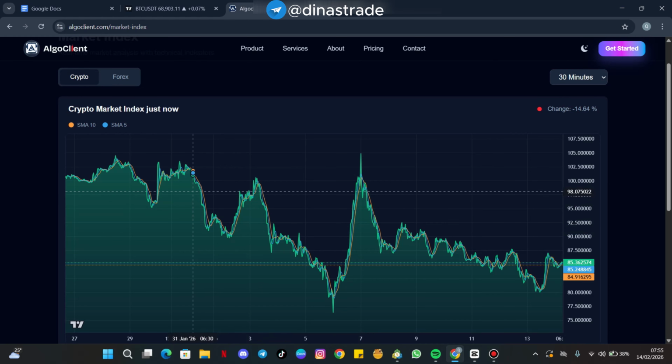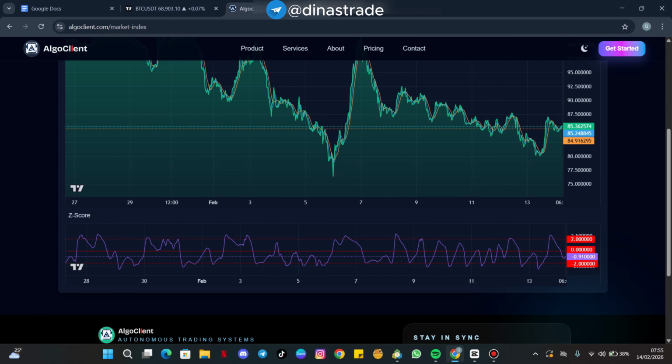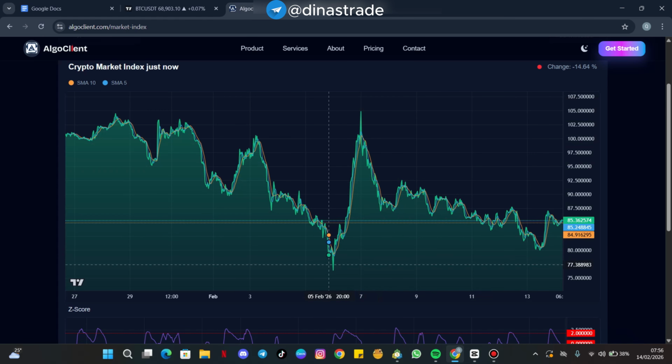Using simple average 10 and simple average 5, you can see the market index from January 28th to now. And you observe that at this point right here, the market trended downwards from February 5 to 7. The market was trending downwards and then finally had an upward trend, which traders would really love to make good use of.